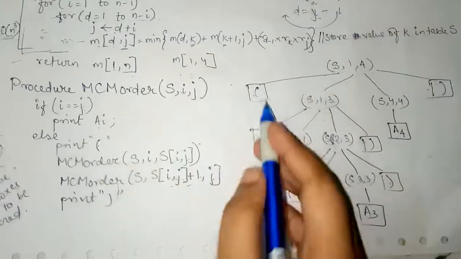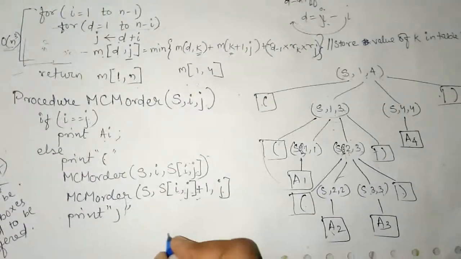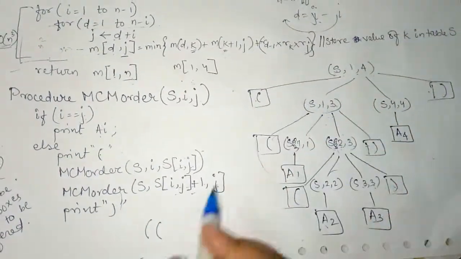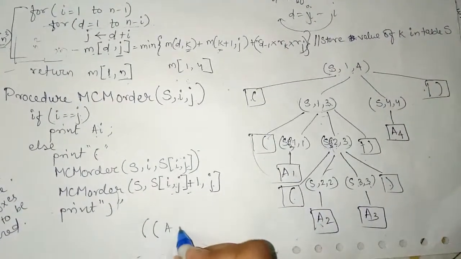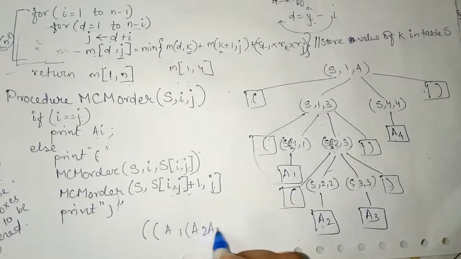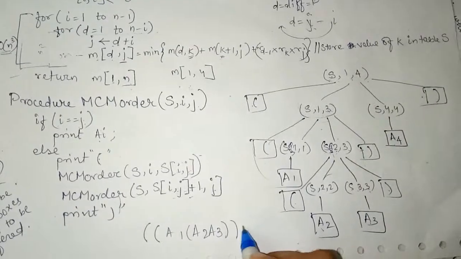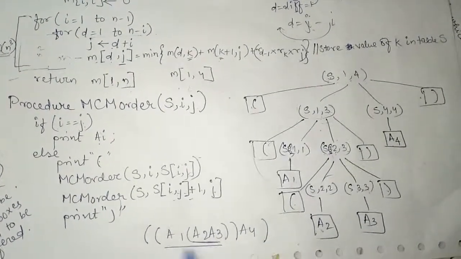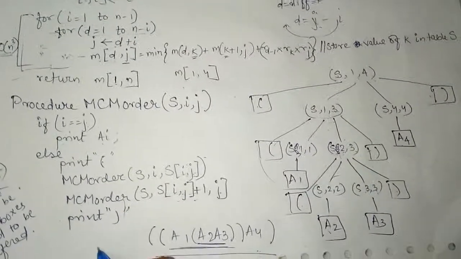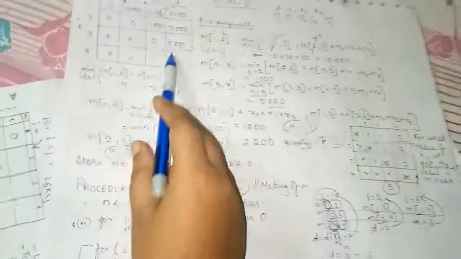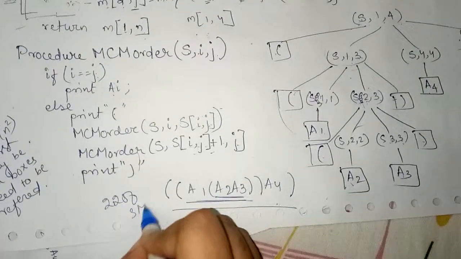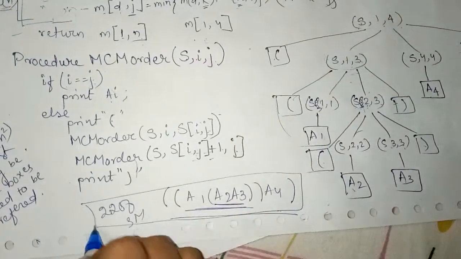Therefore we get the order, we have to parse this tree, taking from left to right, a1, a2, a3, a4, so it is these two, then this, and then the whole thing. If we do this, then we will get the answer in 2200 scalar multiplication steps. So this is all about matrix chain multiplication.